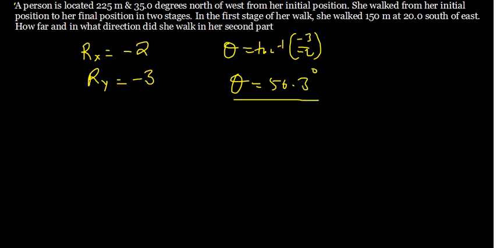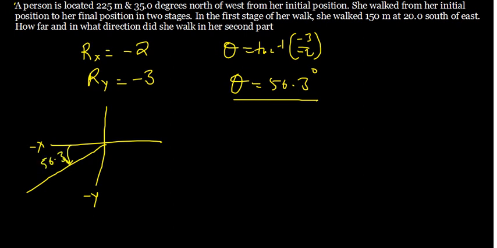Now even if the angle is positive, x is negative and y is also negative, meaning that this vector is here. The angle that you have found is this one, the 56.3. You need to find the angle from the positive x to where that vector is. So to this angle you have found, you need to add 180. That will now give you the direction of your vector.